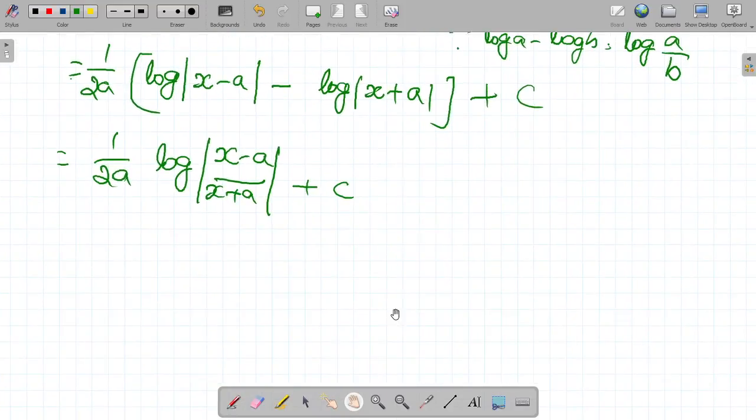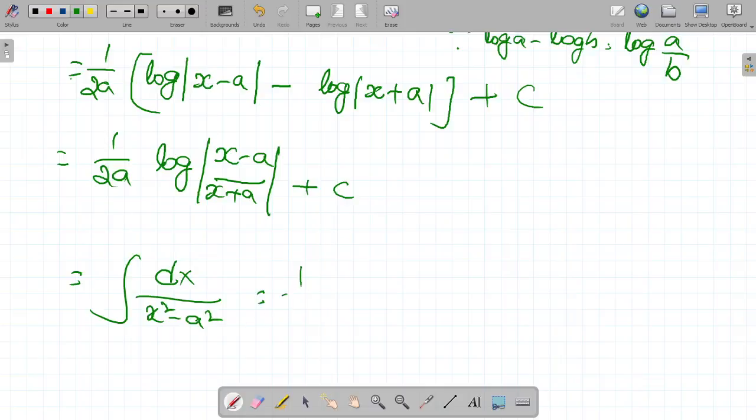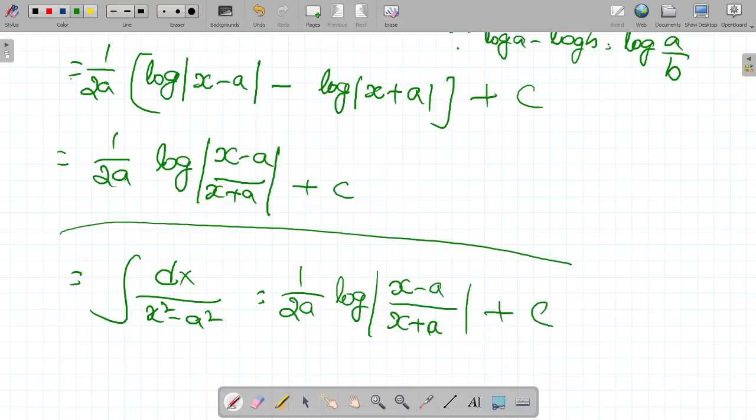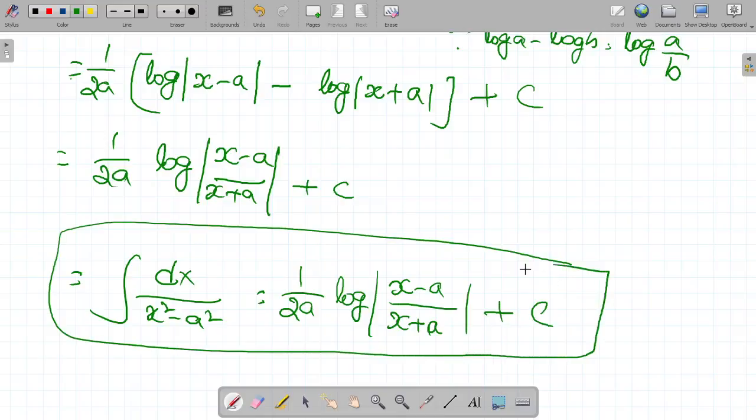Therefore, LHS is equal to RHS, hence proved. So, integral dx by x square minus a square is equal to 1 by 2a log modulus of x minus a by x plus a plus constant of integration, hence proved.